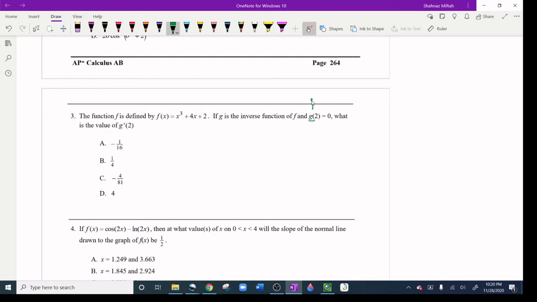Which means I'm looking for the derivative of the inverse, and we use a formula for this, which is equal 1 over f prime of g. Actually, f prime, I have to erase that.